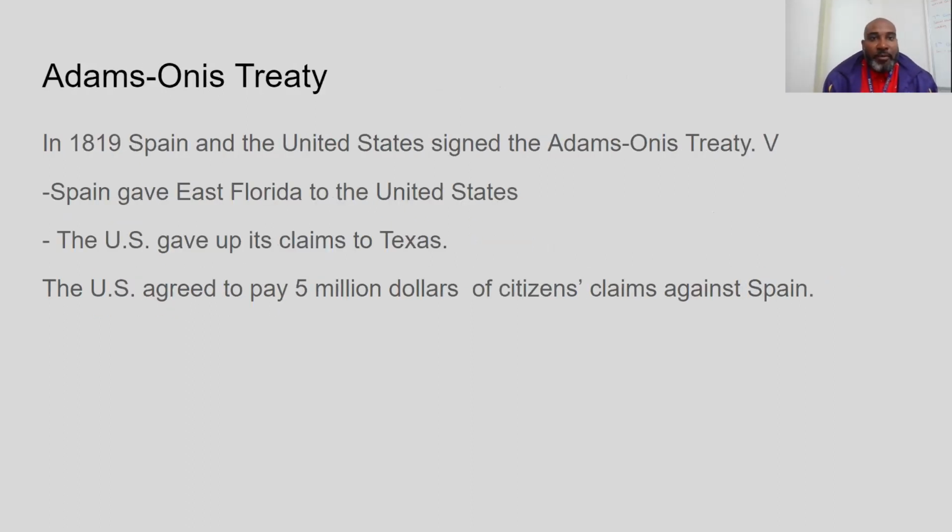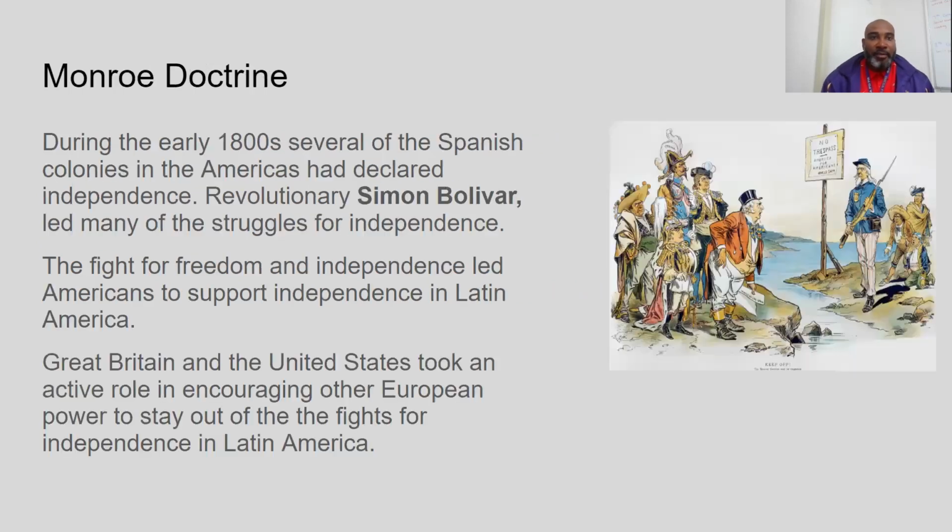Eventually you have the Adams-Onis Treaty. In 1819, Spain and the United States signed the Adams-Onis Treaty. This allowed the United States to get East Florida from Spain. The US gave up its claims to Texas, and the US also agreed to pay $5 million to citizens who were suing Spain.